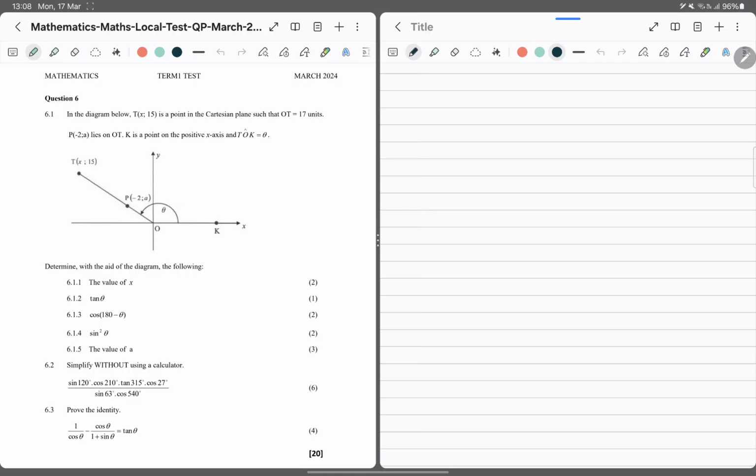So let's just have a look at one question for now, and part of it is going to be the standard approach, part of it is going to be for enrichment purposes.